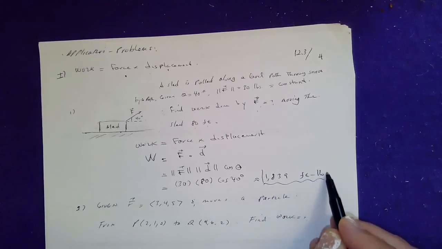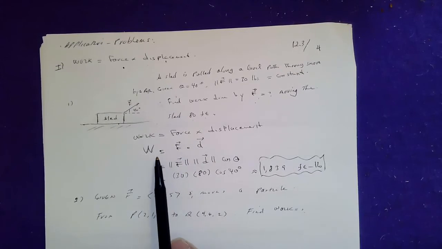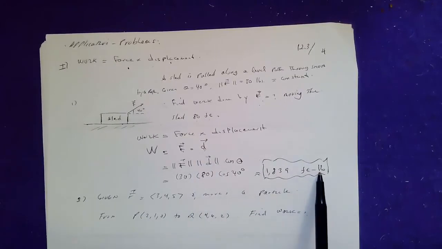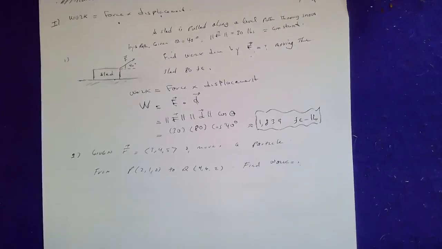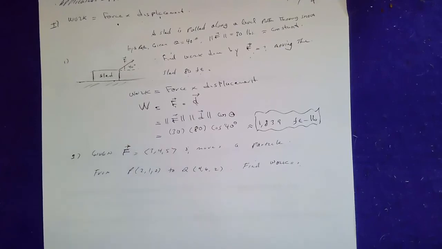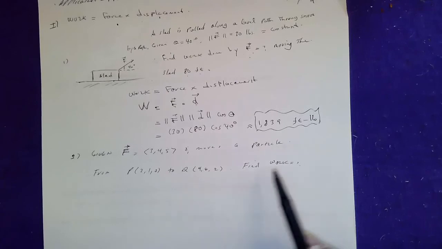It's not foot per pound, it's foot-pound, because the formula for work is force times distance. Force is pounds, distance is feet, so it's foot-pound. All right. Sometimes instead of magnitude of the force, you have the direction of the force. And let's say this force moves a particle from point A to point B, like in this case from point P to Q. Find the work required.